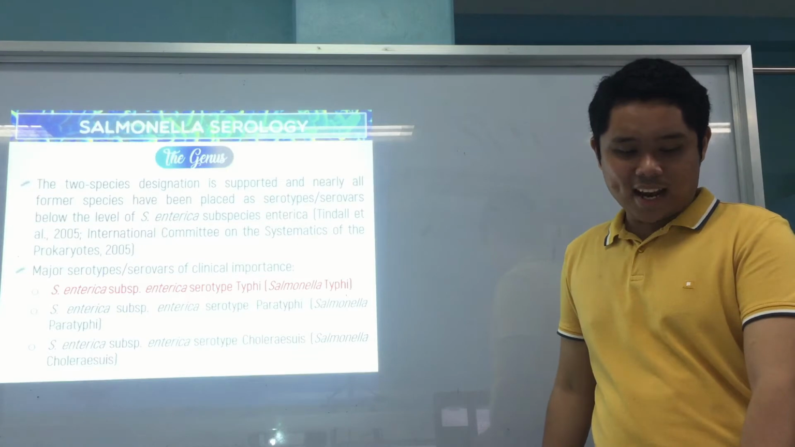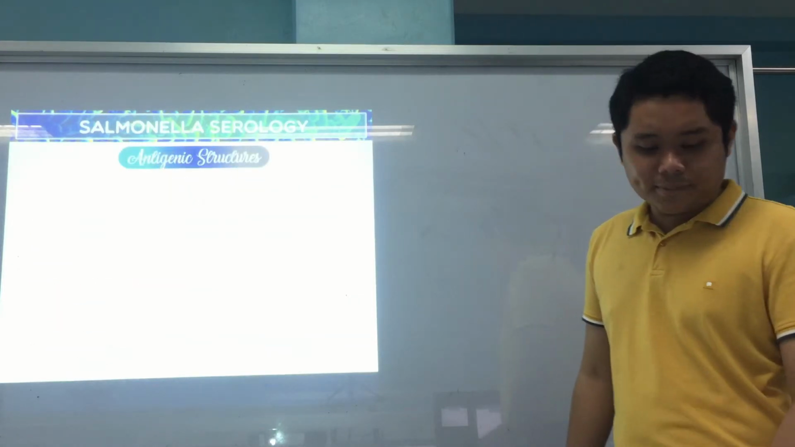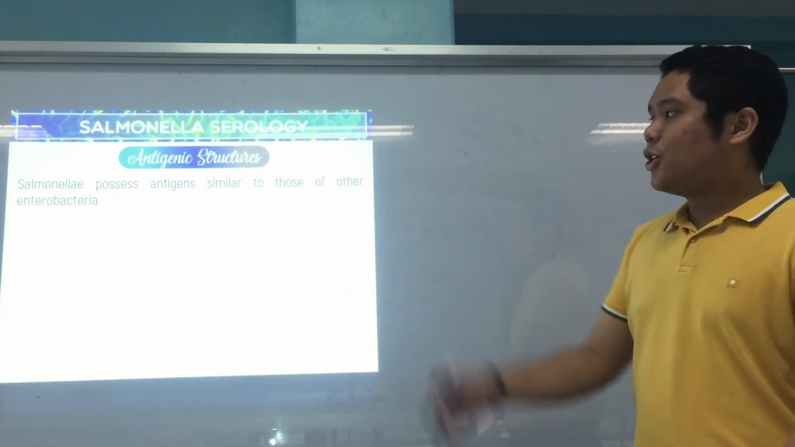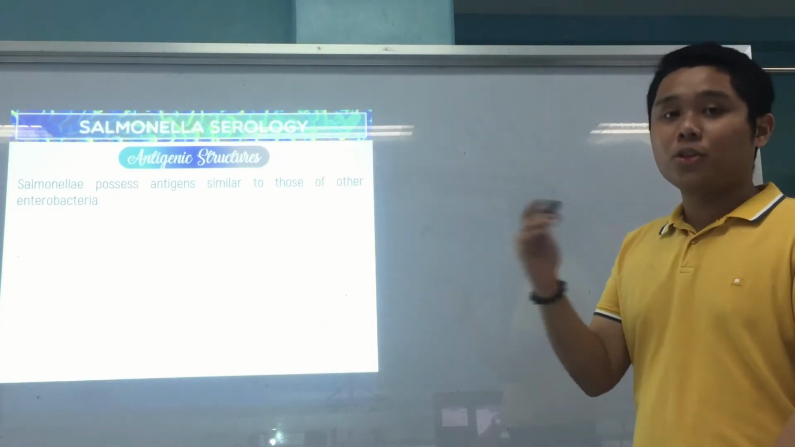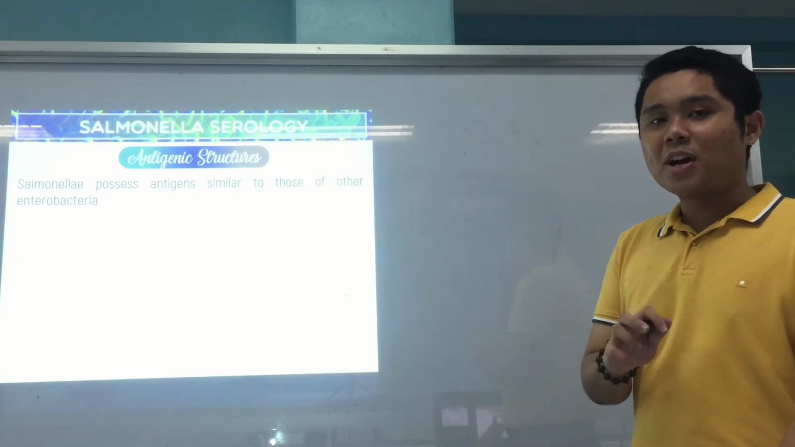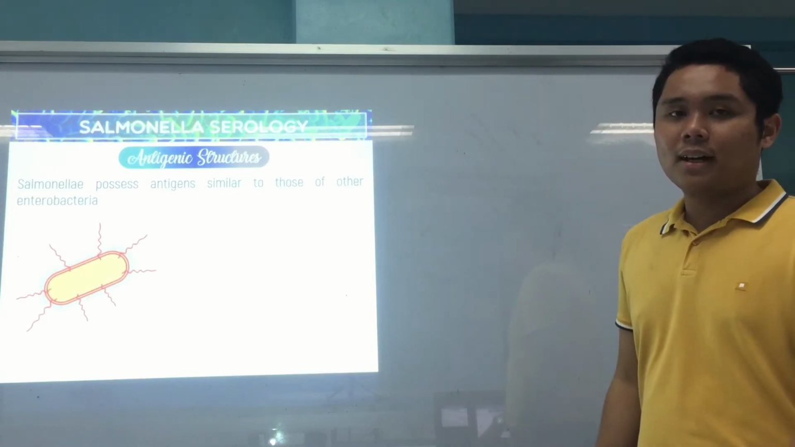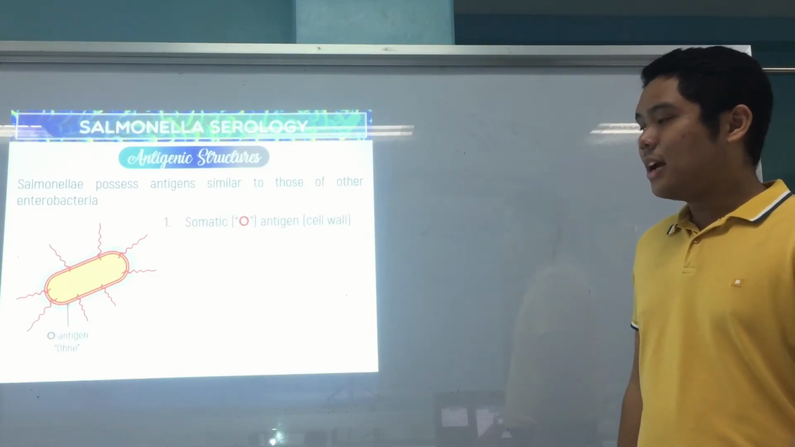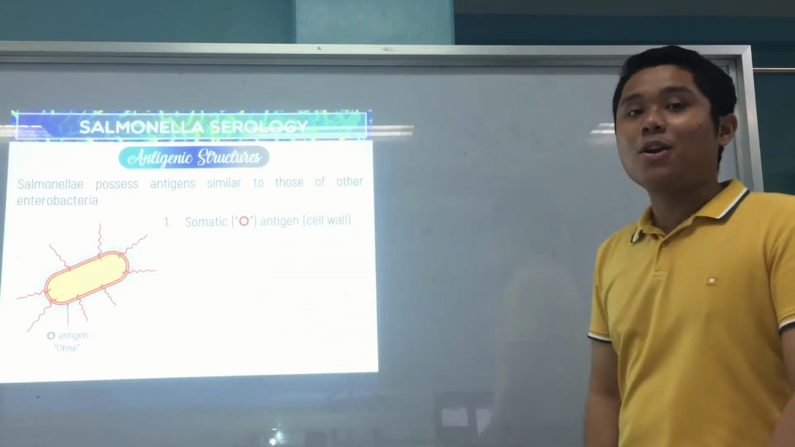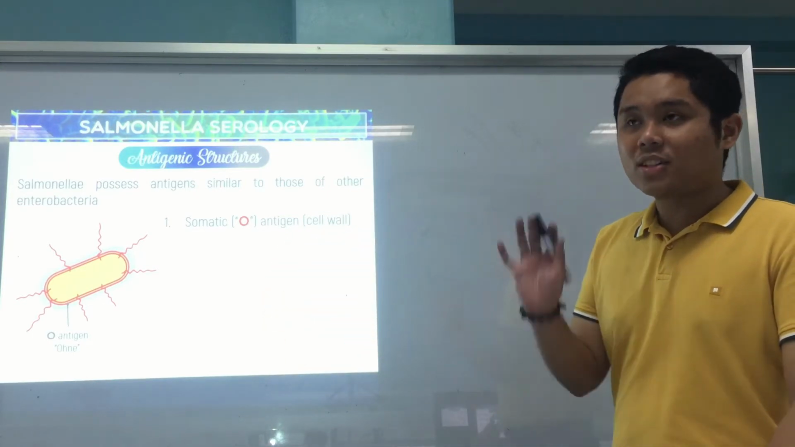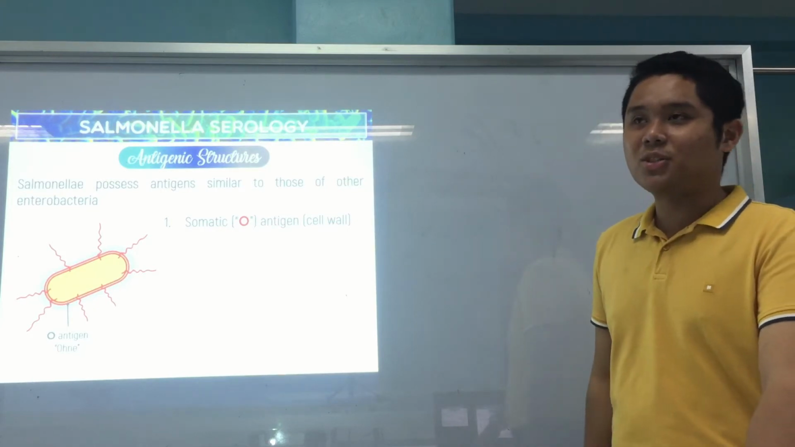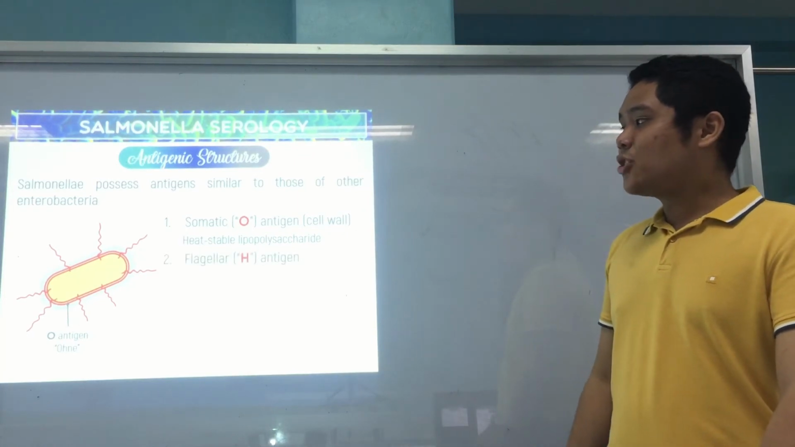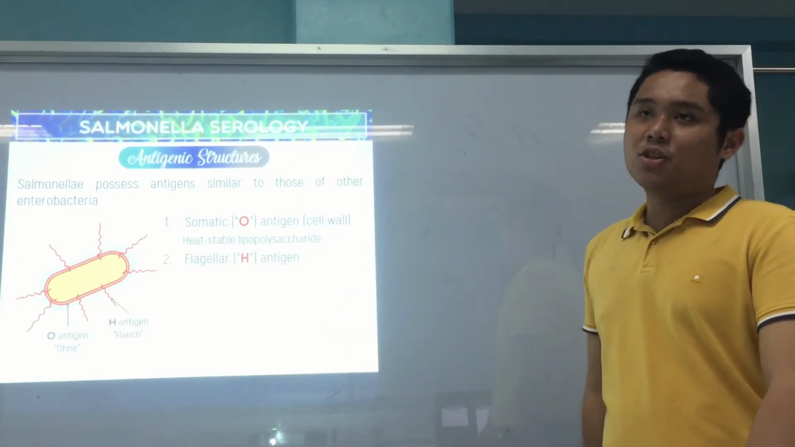Now we go to its antigenic structures, because that's what we're looking for in serological tests for Salmonella. Your Salmonella possess antigens similar to those of your Enterobacteriaceae. I hope you still remember, based on the structures of bacteria. You have the somatic O antigen, which is found in the cell wall, based on the German word "ohne", that's why it's O. A bacteriology student mentioned this last sem. It is a heat-stable lipopolysaccharide. You have the flagellar H, which is from the German word Hauch.